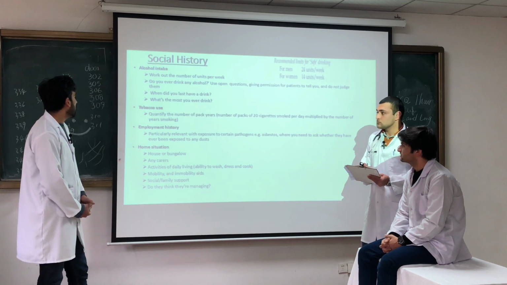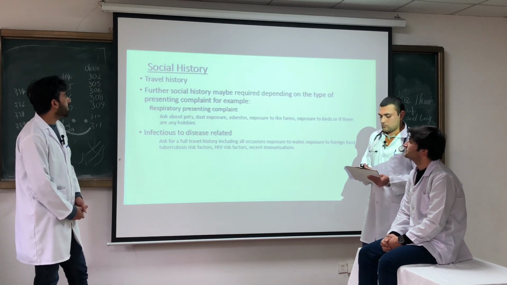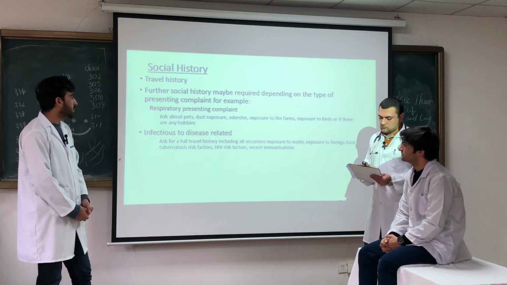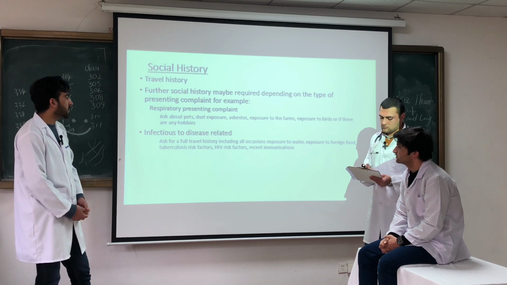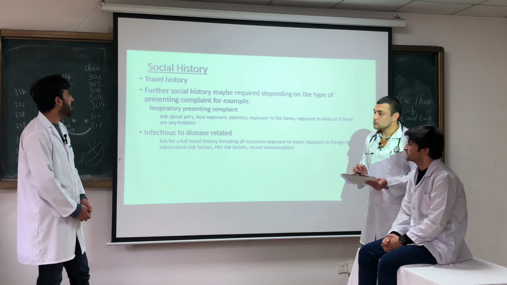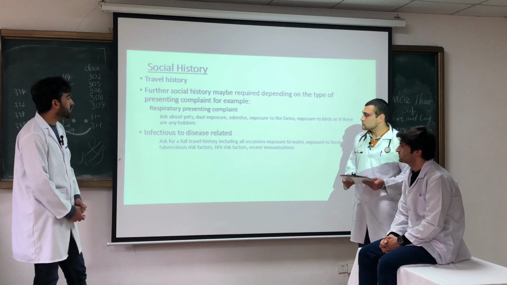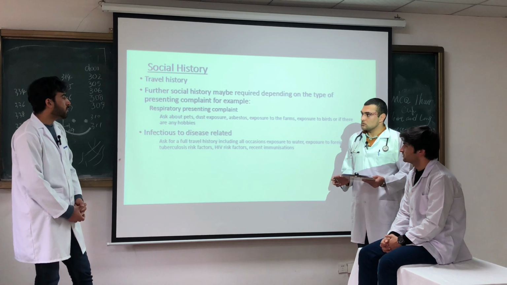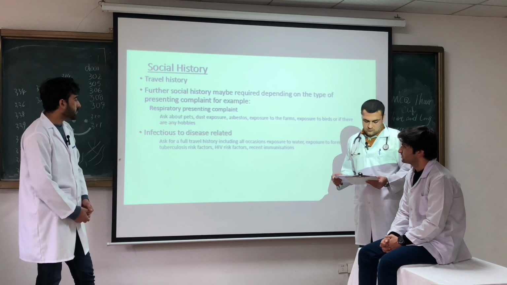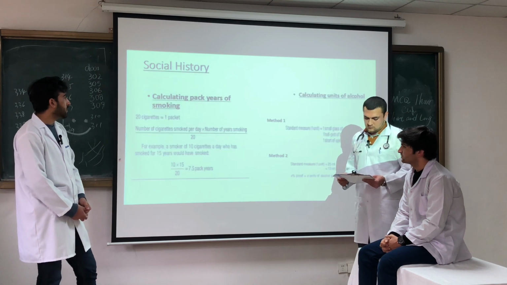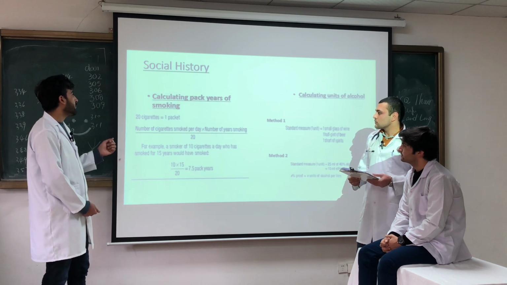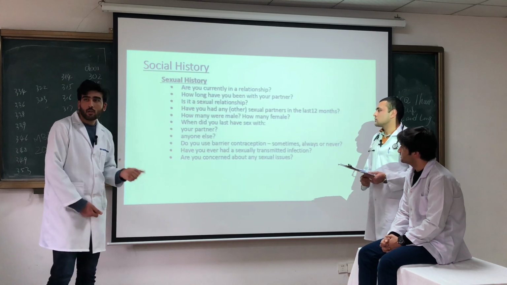And next, travel history. Further social history may be required depending on the type of presenting complaint. For example, for respiratory presenting complaints ask about pets, dust exposure, asbestos, exposure to the farm, exposure to birds, and any other hobbies. And for infectious disease, related travel history, including all occasions, exposure to water, foreign particles, tuberculosis risk factors, HIV risk factors, and recent immunization. We will ask about that. In social history, these are the formulas we can use to calculate pack years of smoking and the alcohol units.